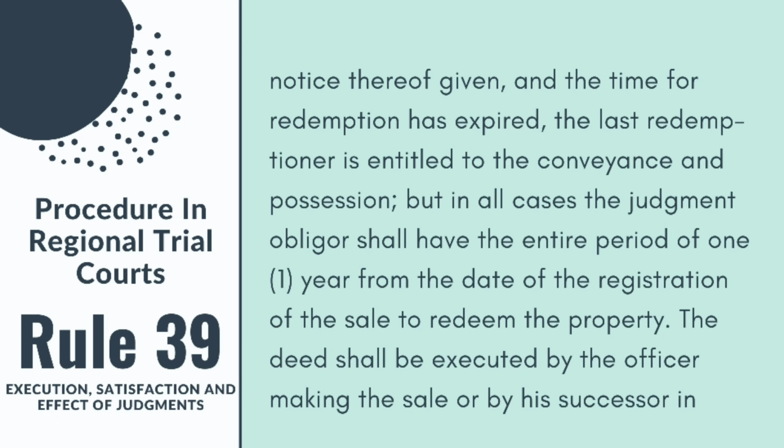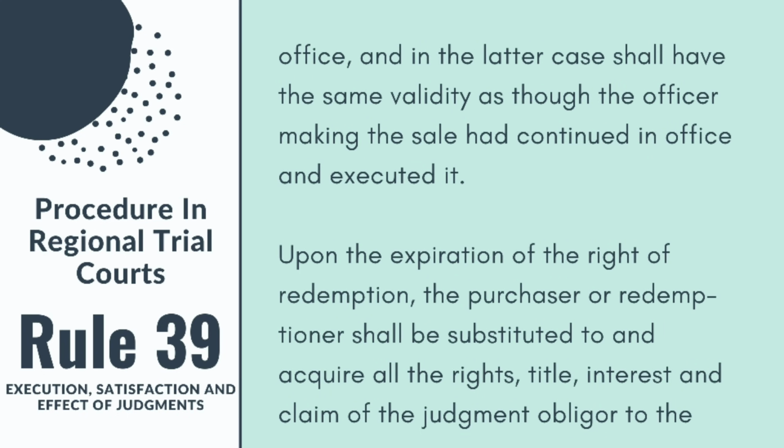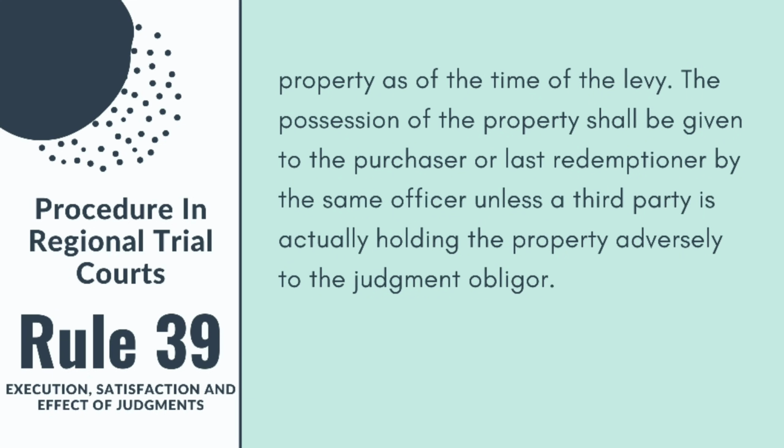The deed shall be executed by the officer making the sale, or by his successor in office, and in the latter case shall have the same validity as though the officer making the sale had continued in office and executed it. Upon the expiration of the right of redemption, the purchaser or redemptioner shall be substituted to and acquire all the rights, title, interest and claim of the judgment obligor to the property, as of the time of the levy. The possession of the property shall be given to the purchaser or last redemptioner by the same officer, unless a third party is actually holding the property adversely to the judgment obligor.